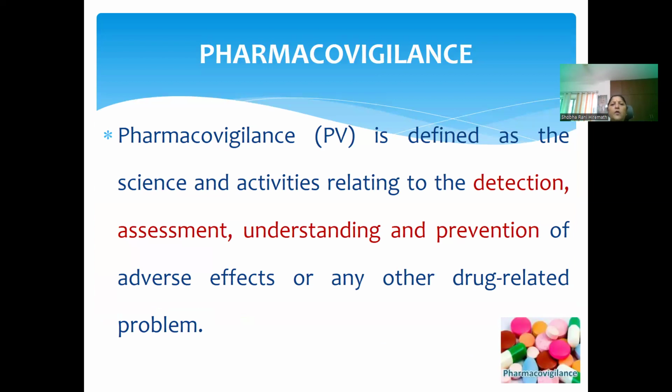Now let's see what is pharmacovigilance. Pharmacovigilance is defined as the science and activities which are related to the detection, assessment, understanding, and prevention of adverse effects or any other drug related problem. So, in short, it is a science of adverse drug reaction monitoring.